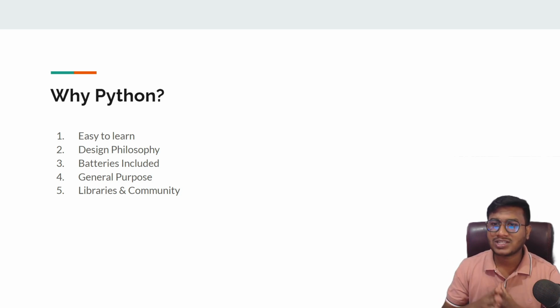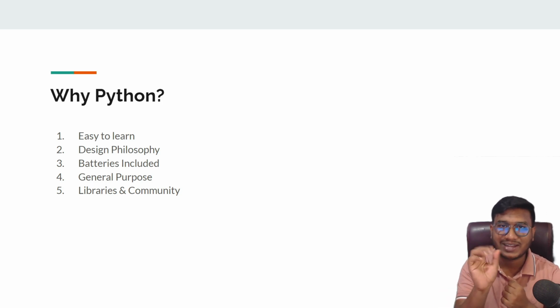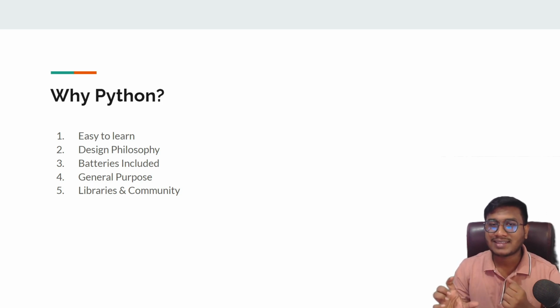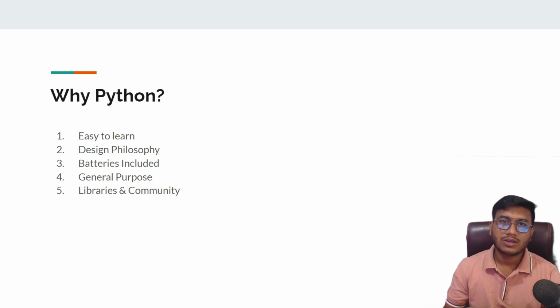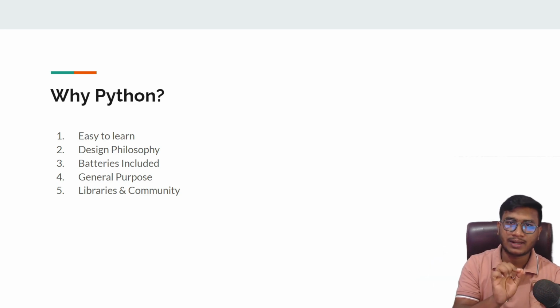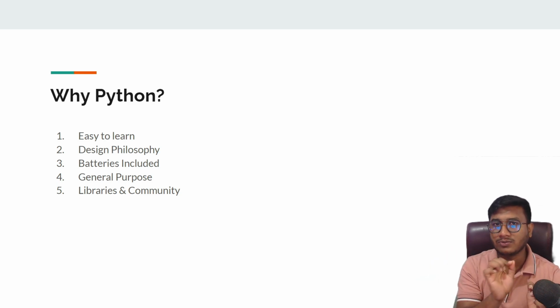And the third point you can see is batteries included. Batteries included means it's not actual batteries. Batteries means it already has lots of predefined functions and methods. This will help you to write your code in a faster way. This particular functionality is not available inside other programming languages. So let's take an example. Let's say there is a list of numbers, let's say 1, 2, 3, 4, 5. Now what do you want to do? You want to reverse that particular list. That means 5, 4, 3, 2, 1.